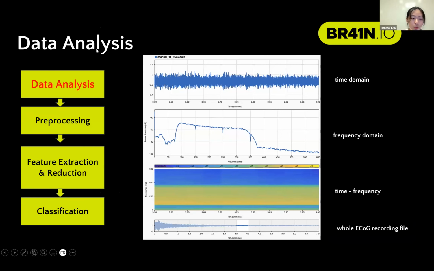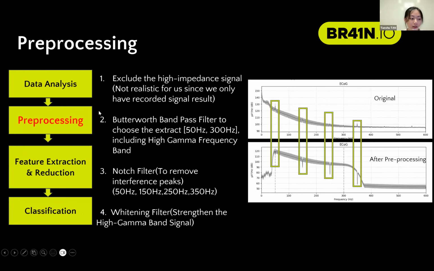So, we've divided our work into 4 steps: the data analysis and exploration, the pre-processing of the data, and the feature extraction, reduction, and classification. So here's an example of our data analysis pipeline. We extracted various time windows from the original about 7-minute sample and performed analysis on both frequency domain and time frequency domain distributions.